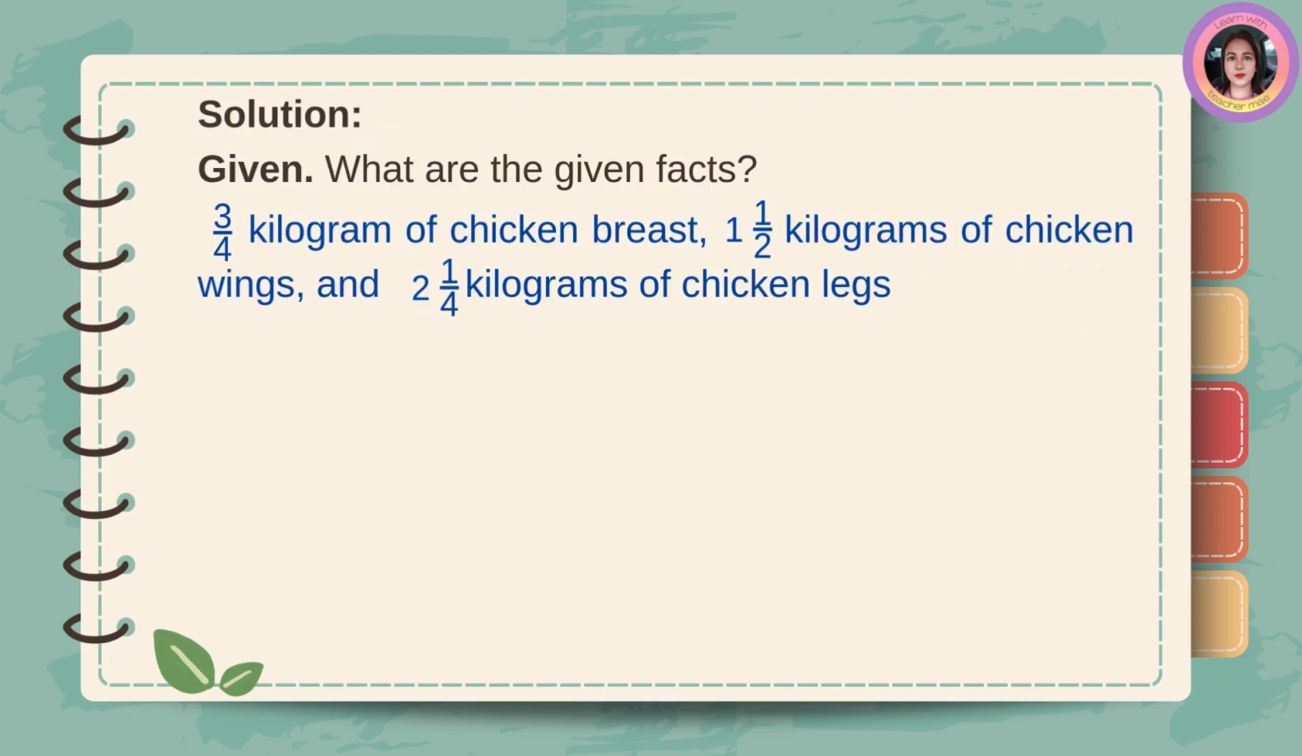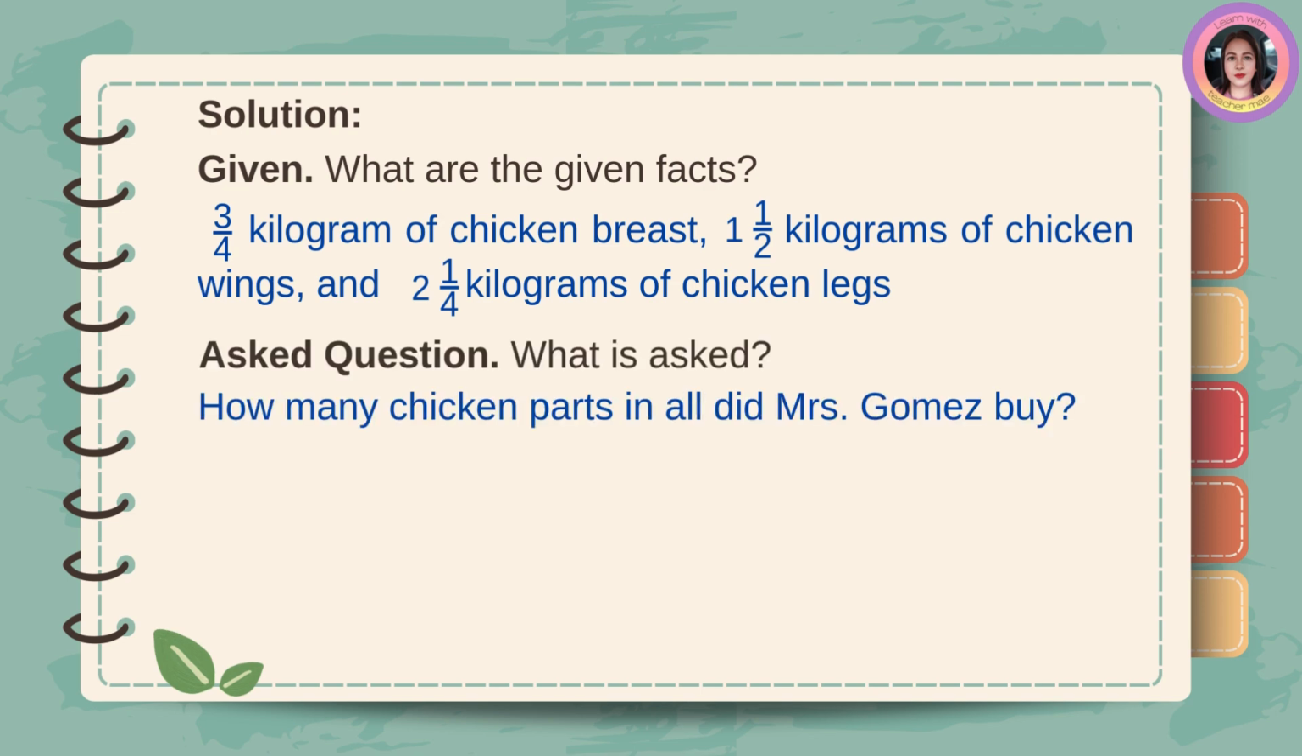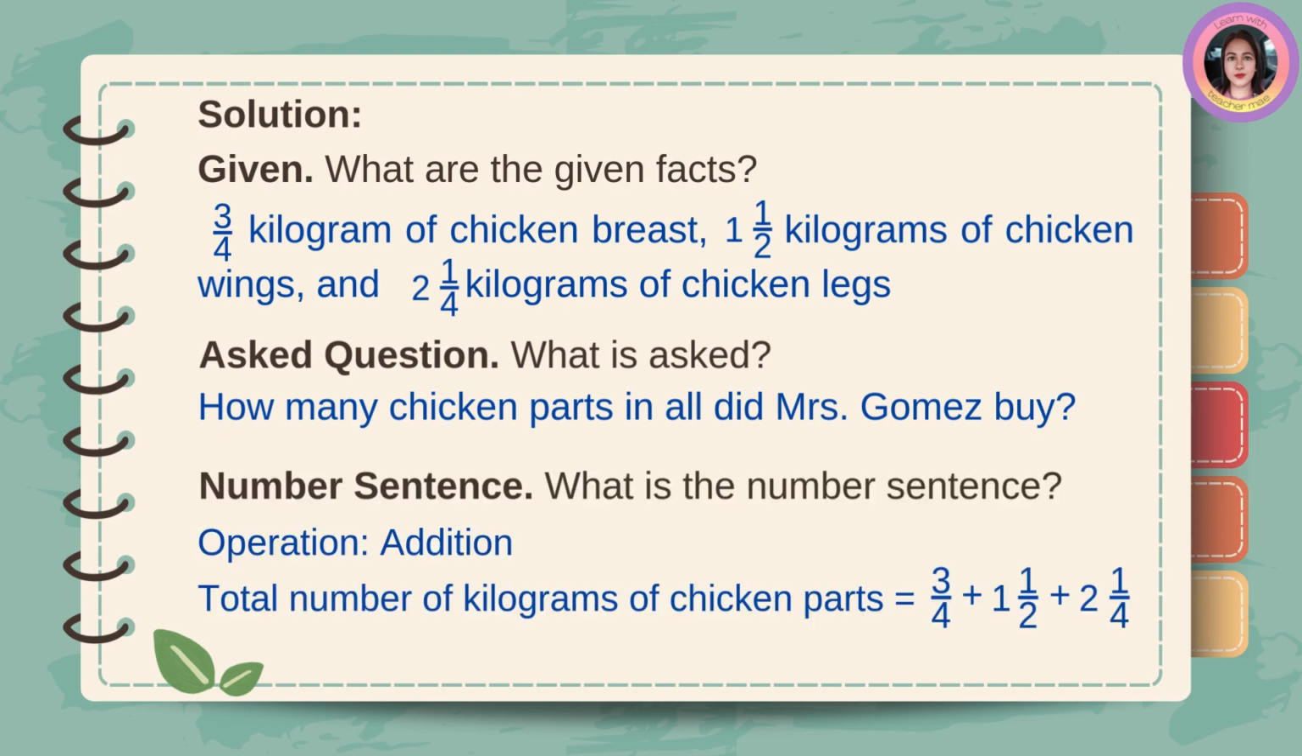Solution. Given: what are the given facts? 3/4 kilogram of chicken breast, 1 and 1/2 kilograms of chicken wings, and 2 and 1/4 kilograms of chicken legs. Asked question: what is asked? How many chicken parts in all did Mrs. Gomez buy? Number sentence: what is the number sentence? Operation, addition. Total number of kilograms of chicken parts is equal to 3/4 plus 1 and 1/2 plus 2 and 1/4.